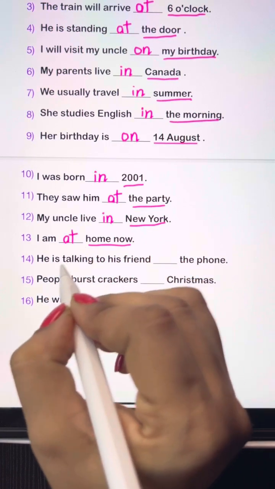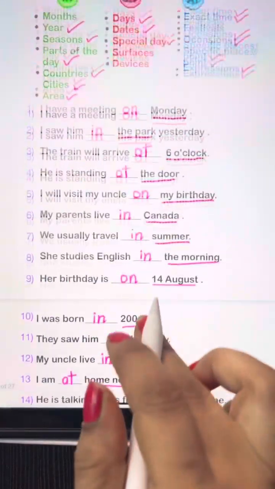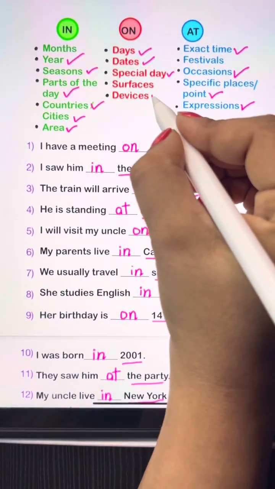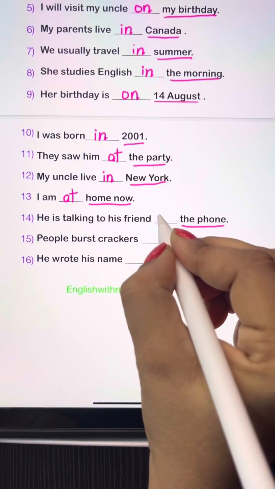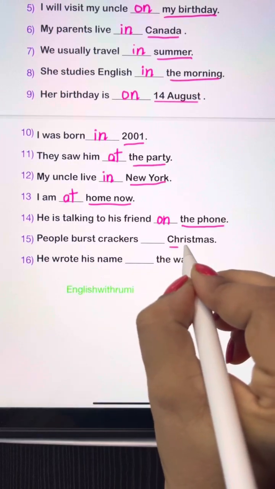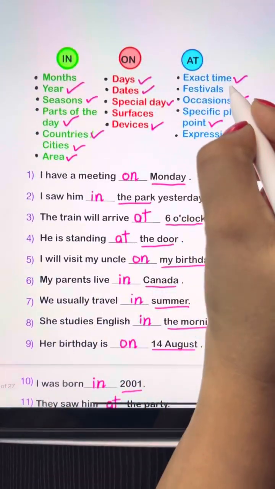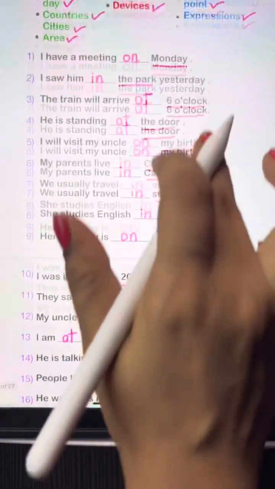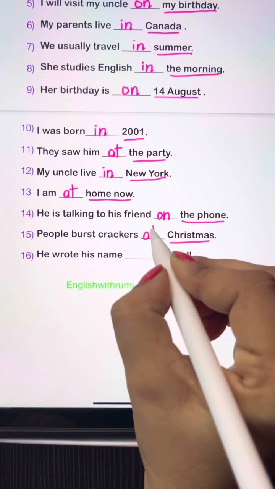Number 14. He is talking to his friend blank the phone. The phone is a device, and for device we use on. He is talking to his friend on the phone. Next one is, people burst crackers blank Christmas. Christmas is a festival, and for festivals we use at. People burst crackers at Christmas.